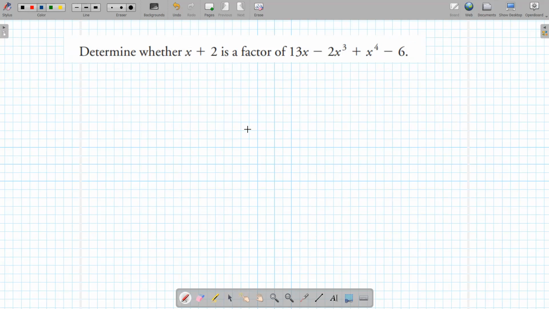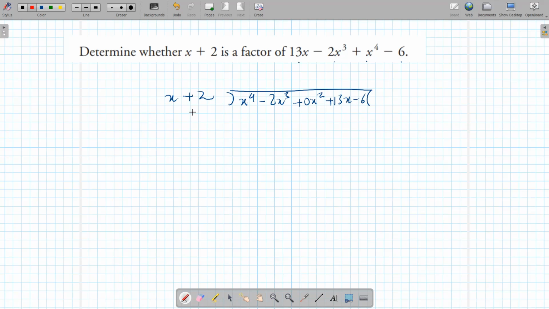Let's do this. Again, you see this is not in descending order. So what should we write here? We're trying to set this up. x to the 4, minus 2x to the power of 3. What comes next? 0x to the power of 2. Exactly, good job. And then we have 13x and minus 6. And there we go. That's our setup.